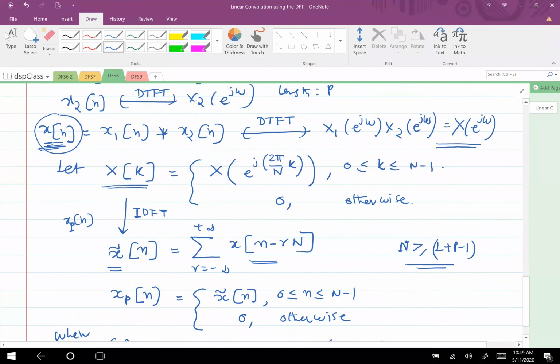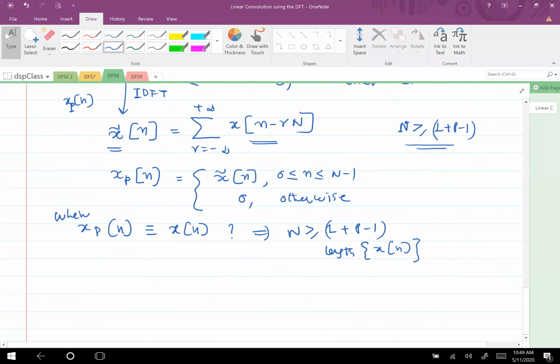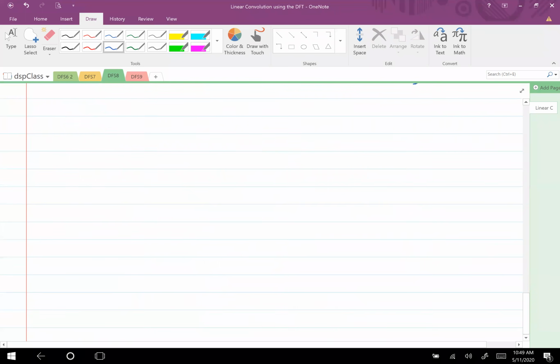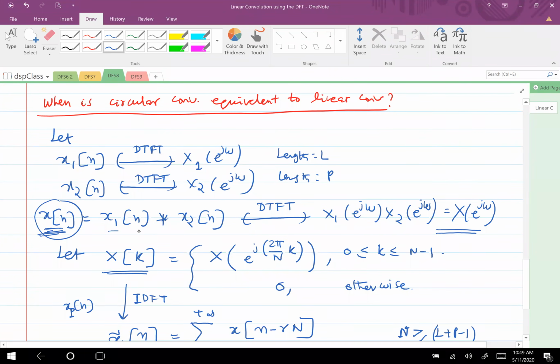The earlier explanation was more of an intuitive thing. Here we have thoroughly worked out when these two would give you an equivalent result. This is again very simple to do. Suppose you are doing linear convolution, with one sequence of length L and the other of length P. The length of the convolution sequence will be L plus P minus 1.